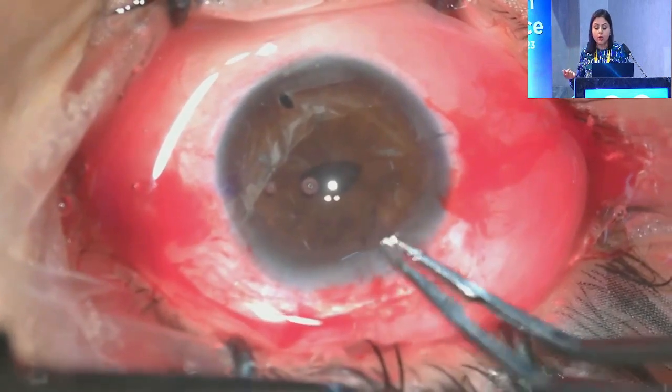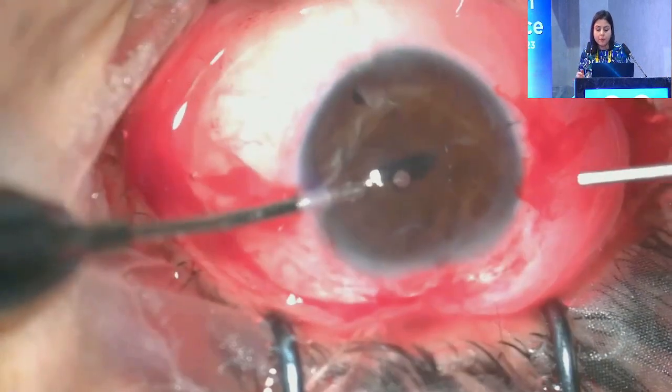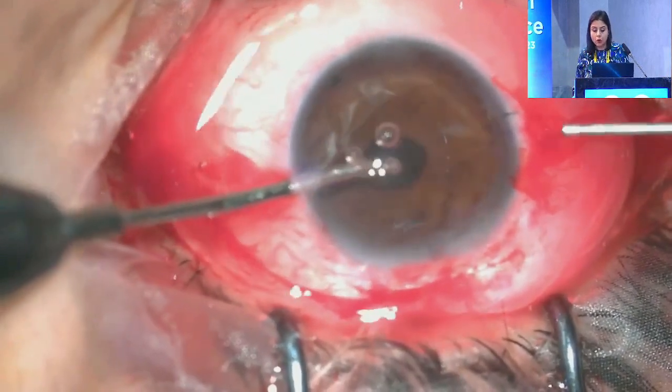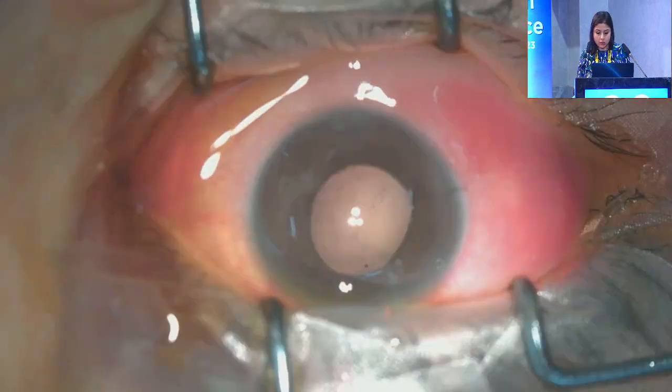A suture may or may not be required. I typically like to place a suture where I have done a vitrectomy, and then in the end we remove all of the viscoelastic and seal our incisions well, and that is the end of this case.